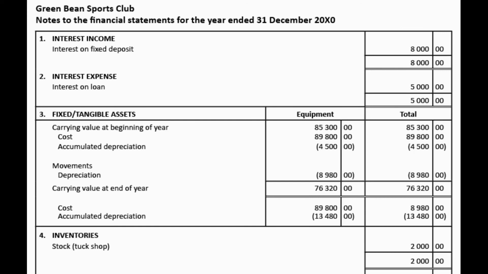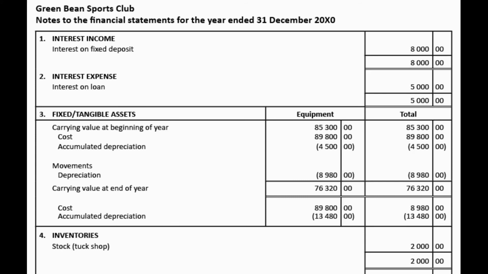Just to make sure that amount is correct, we get the cost price of 89,800, and then the accumulated depreciation. If you look at the depreciation account that you were supposed to open, you would see there was a balance of 4,500 at the beginning of the year, and this year's depreciation was 8,980, and that is where we get that 13,480 from. So the carrying value at the end of the year is 76,320, and that is also the amount that we will write in the balance sheet.